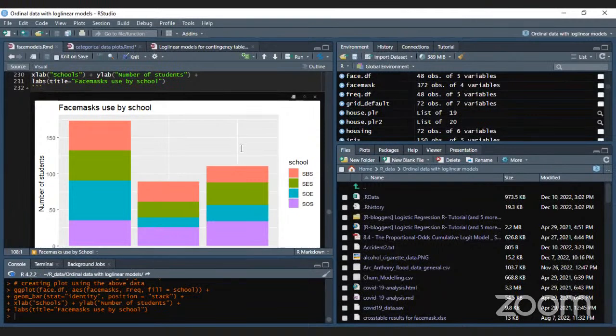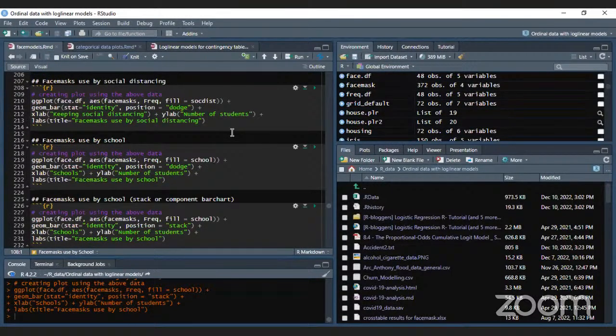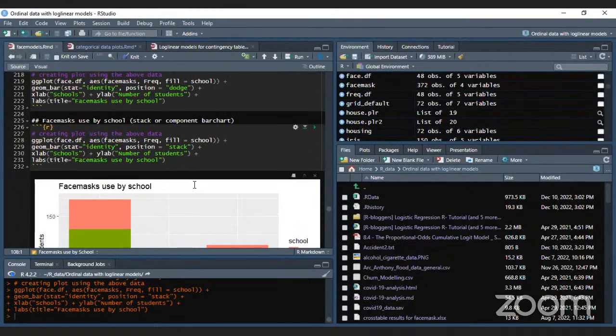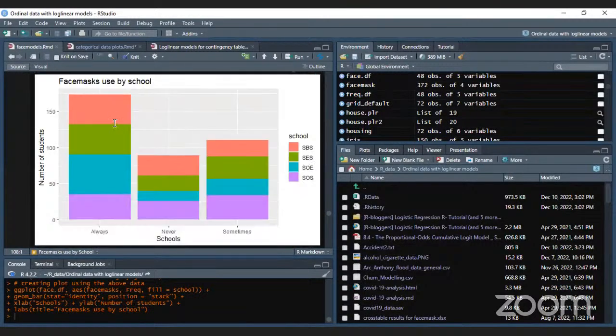Component bar chart. So here we can see what we have as a multiple bar chart. Other times, they have different ones by the side. They call it side bars. This one is not side bars. All the bars, you can see all of the schools in the same chart.